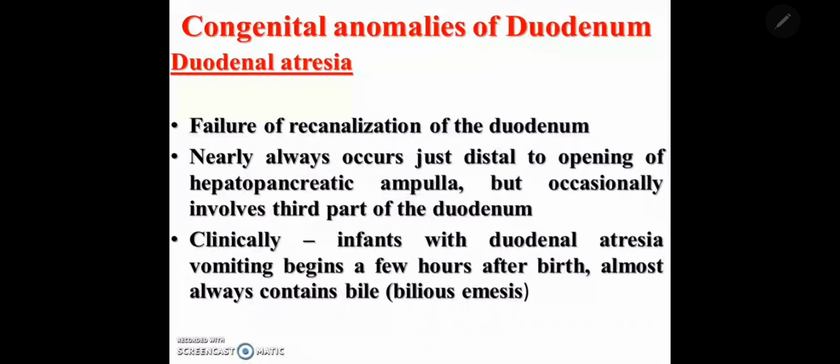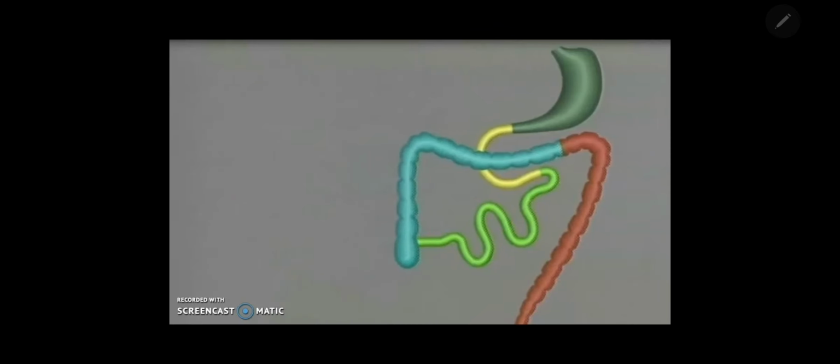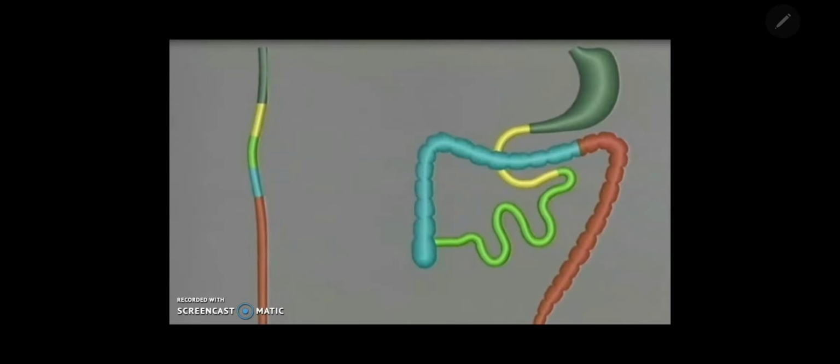In case of pyloric stenosis, you will have non-bilious vomiting, but this happens distal to the common bile duct. So there will be bilious vomiting in duodenal atresia, and on radiology you will see the double bubble sign that we have already discussed. On the left side you will see the bubble formed by the stomach, and on the right side you will see the duodenum.